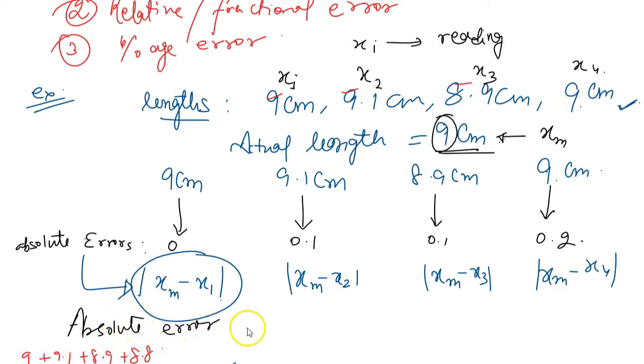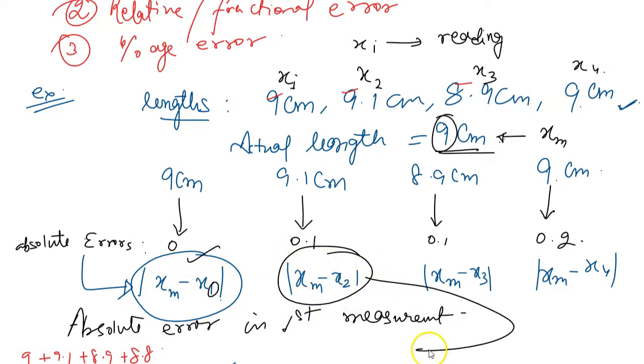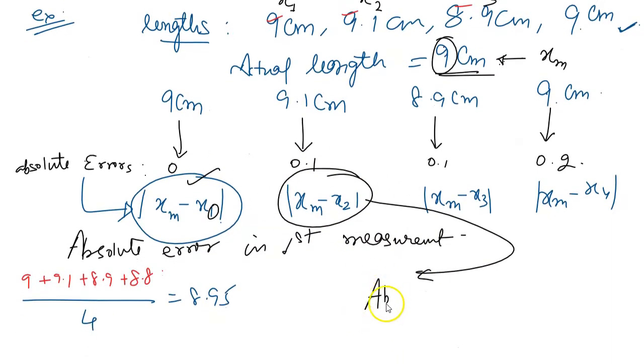in first measurement, right? This is representing the number of the measurement. So first measurement, what is the absolute value? This one. This is the absolute value in second measurement. Absolute value in second measurement and so on.